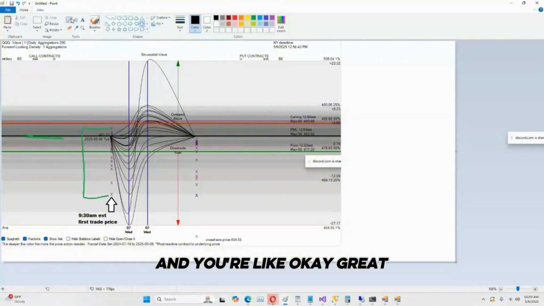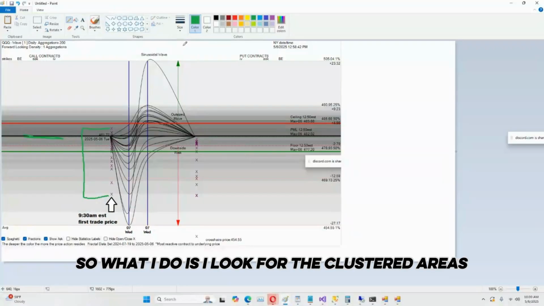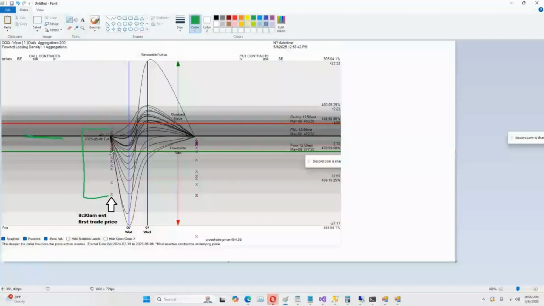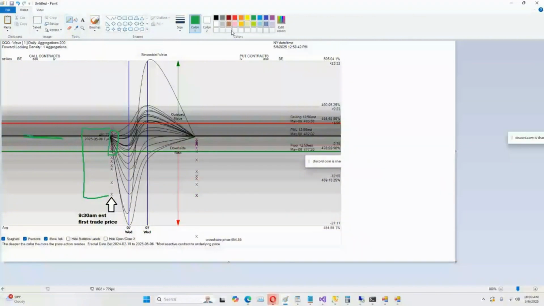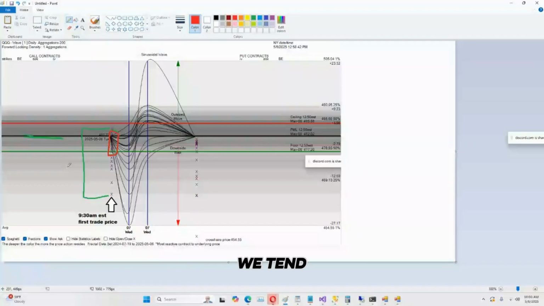And you're like, okay, great, I kind of get that. But how can I use that? So what I do is I look for the clustered areas. If you see where we have this propensity to open here, let me mark it in red so it's a little more visible. So that means that tomorrow, this line on our close, we tend to go into this area.